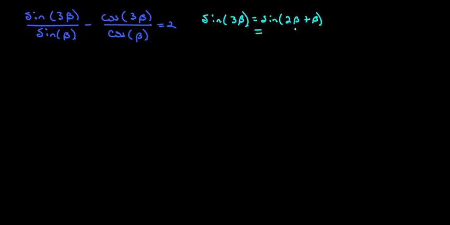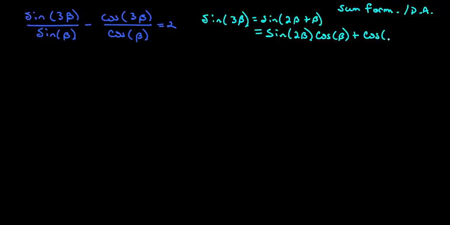Is going to show up down here in a sum formula for sine. So we're applying both of them. We're applying the sum formula and the double angle. So this will be the following. It will be the sine of 2 beta times the cosine of beta plus the cosine of 2 beta times the sine of beta.